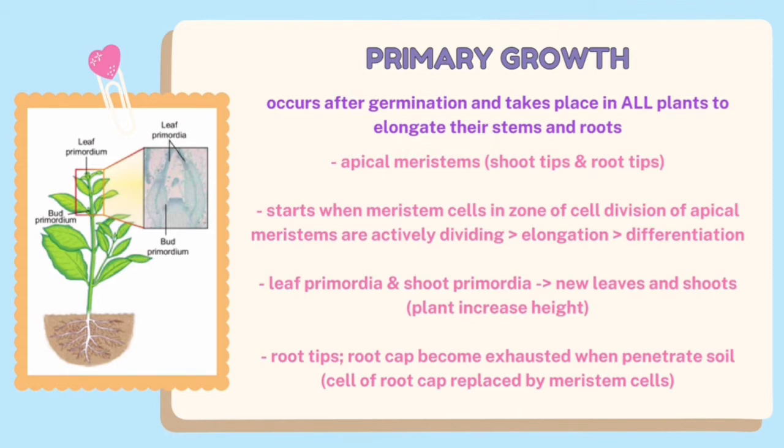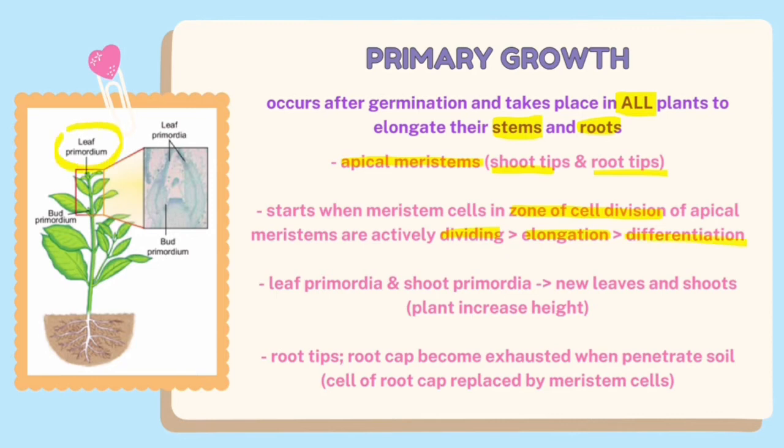Primary growth occurs after germination and takes place in all plants to elongate their stems and roots. This growth takes place at the apical meristem of shoot tips and root tips. The primary growth starts when meristem cells in the zone of cell division of apical meristems are actively dividing. This is then followed by elongation and differentiation.